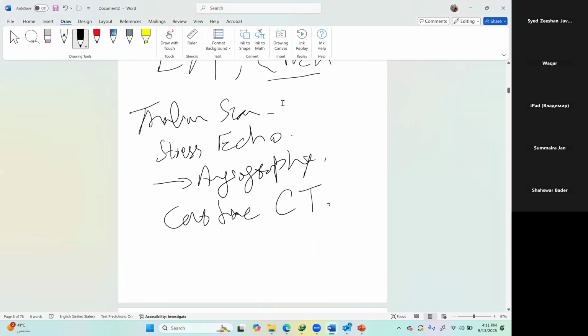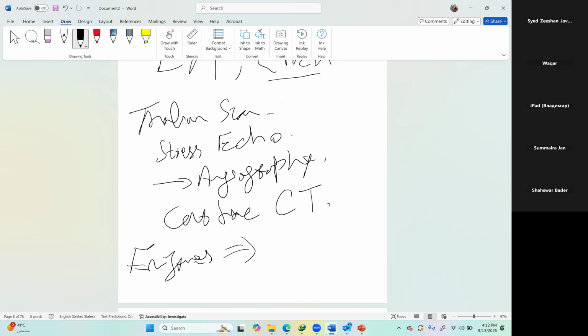Some things are not directly related, but there are certain investigations. Before that, there are some enzymes. Some are acute enzymes, and some are markers like ANP, BNP, and CPK, CKMB, Trop-I, Trop-T. So these are the cardiac enzymes, and these are the things which you have to evaluate.